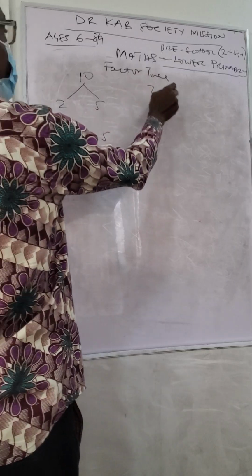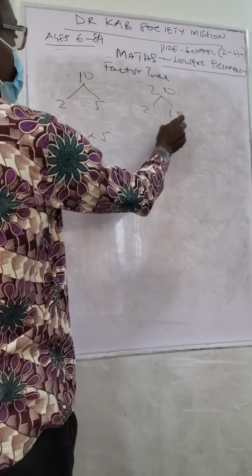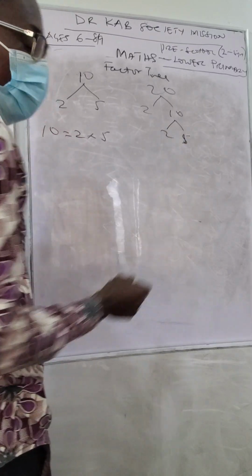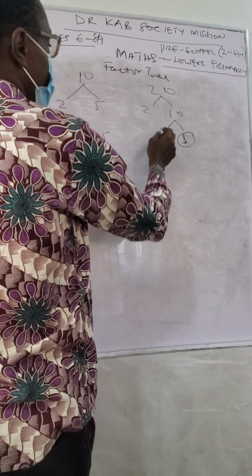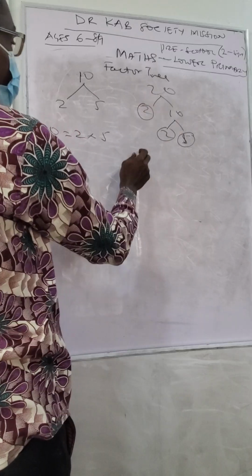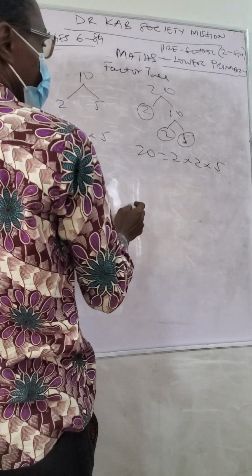Now let me make it 20. 20 I can have what? 2 times 10. Then 10 I can have what? 2 times 5. Okay? When you can't divide any of them further, then these ones become the factors. Call them the prime factors. The prime factors of 20. So 20 will be equal to 2 times 2 times 5.